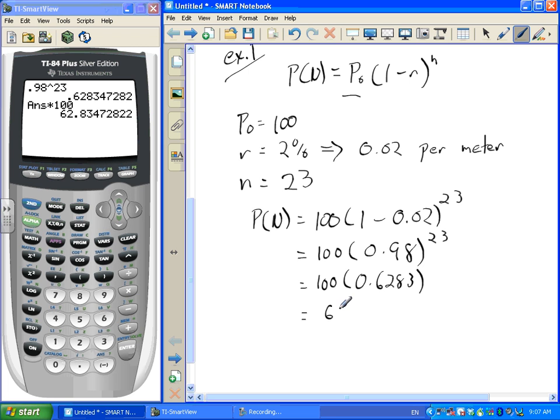And this says there's 62.83. What does that mean? 62.83 what? Percent of light. Can his camera take a picture? Why? I'm glad one person knows. Excellent.